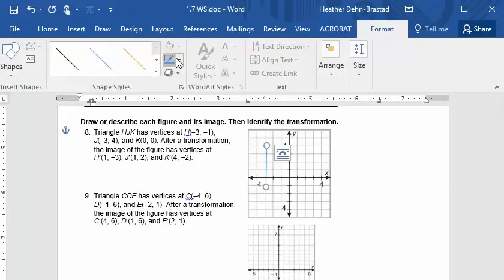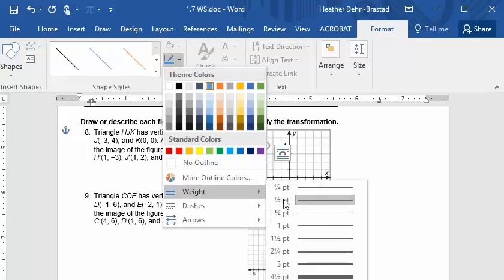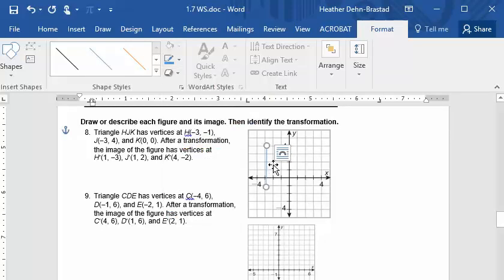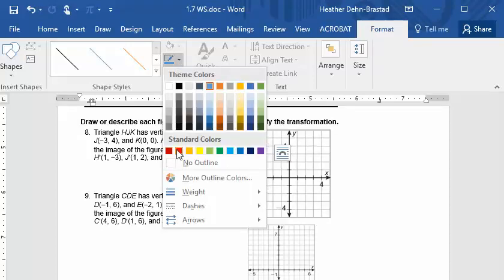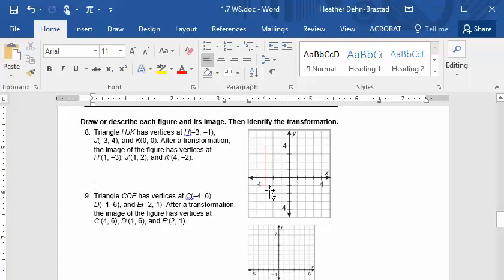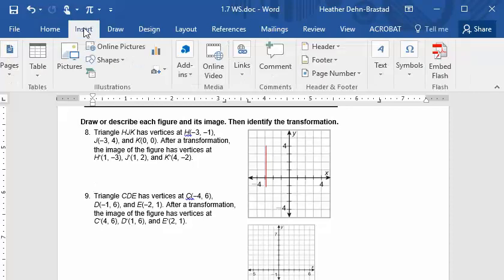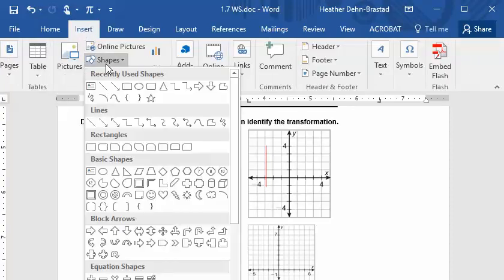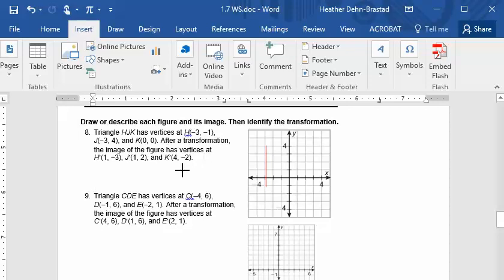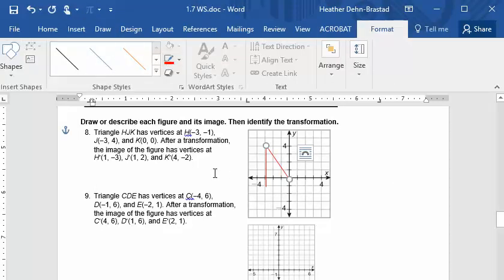It's a little small, thin for me, so I'm going to make it a little bit darker by changing the weight to 1. And I'm going to change its color, I think, because I'm still having a hard time seeing that. I'll make it red. Okay, that's much easier for me to see. So it started at -3, -1, and it went up to -3, 4. Okay, now I'm going to get my next side of my triangle, go back to Shapes. It should put your recently used ones up there. And I'm going to go from -3, 4 up here to 0, 0. So I start here, and I'm going down to 0, 0. I'm going to change that to red again. And then it has to go from 0, 0 back to H.